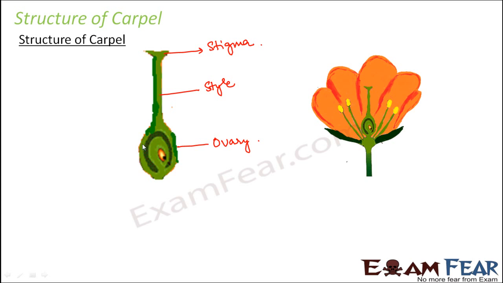Now other than this, if you look inside the ovary, what does it have inside? You would actually see this circular structure, which is nothing but the ovule. So inside the ovary is present the ovule, and inside this ovule you have the egg, and you also have two polar nuclei.